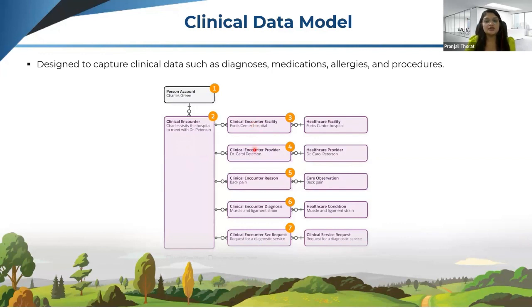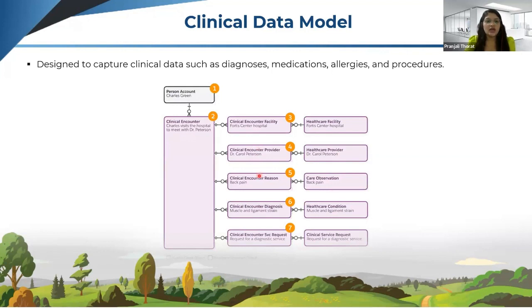Charles meets with Dr. Peterson. The clinical encounter provider specifies a provider involved in an encounter and the details of their involvement. A clinical encounter provider record refers to a parent clinical encounter and the healthcare provider record for Dr. Peterson.